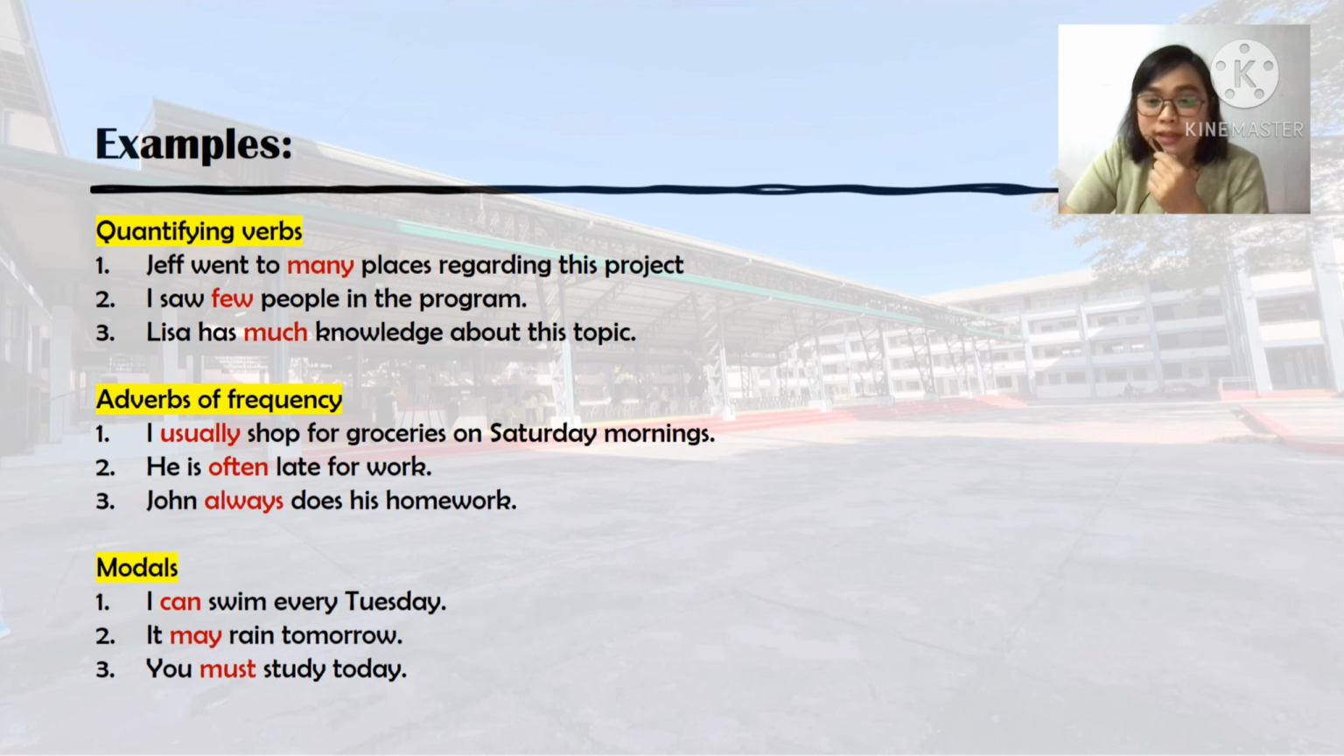Now, let's move on to modals. Number 1. I can swim every Tuesday. The modal used is can. Number 2. It may rain tomorrow. The modal used is may. And number 3. You must study today. The modal used is must. For modals, I have additional examples here.